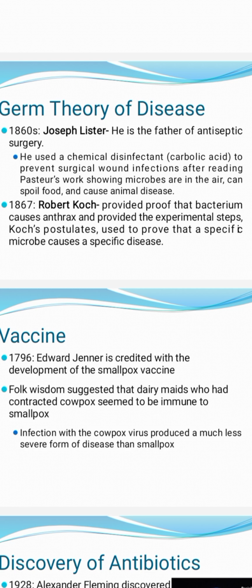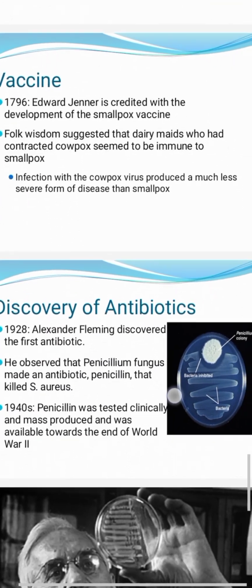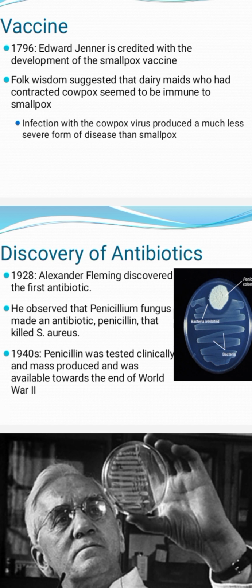Now the discovery of antibiotics. The very important discovery was the introduction of antibiotics to our lives. It was done in 1928 by Alexander Fleming, who discovered the first antibiotic. He observed that the Penicillium fungus made an antibiotic, penicillin, that killed S. aureus, a disease which comes from bacteria.